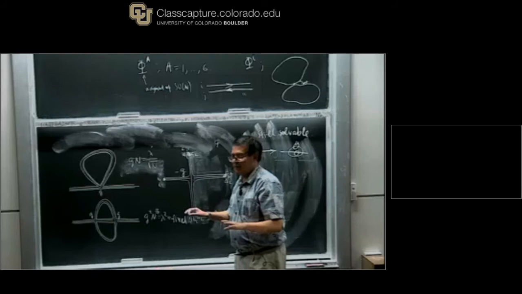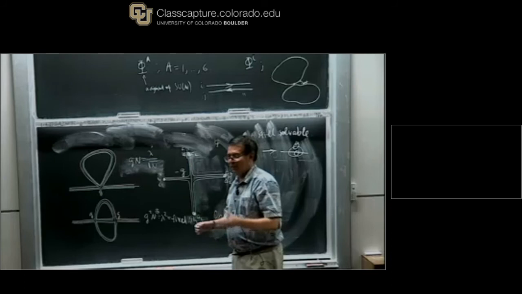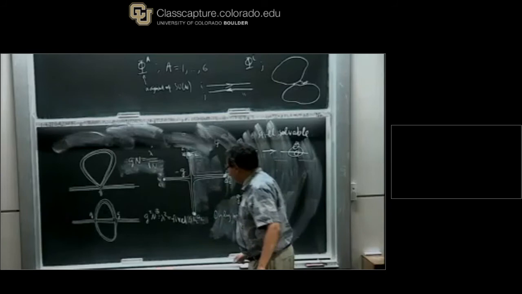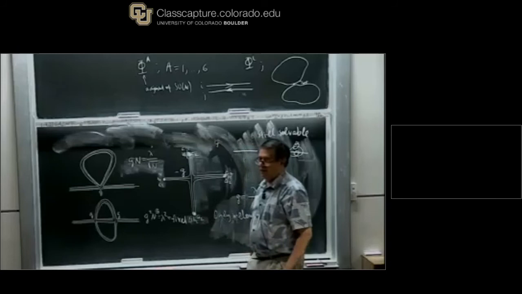But we know all about double line graphs. We know how to count them. That was done by Toft, essentially. So using this ability to erase one color at a time, it just pops out that there are no diagrams that blow up in this limit. And I will mention it in the next lecture.